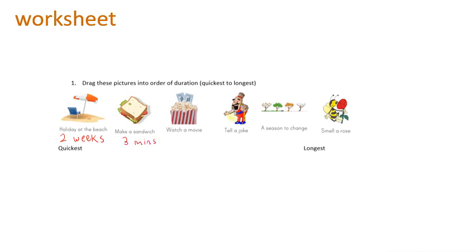Watch a movie. Movies usually go for about 2 hours. Tell a joke. Maybe 30 seconds. A season to change. Well, it takes about 3 months for the seasons to change, from summer to autumn to winter to spring. And smell a rose. Well, that's only going to take you about 5 seconds to bend down and smell the rose.